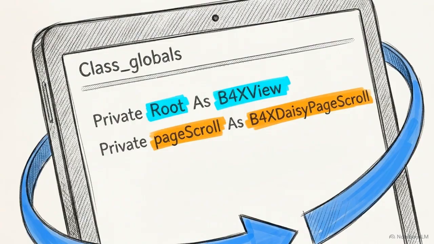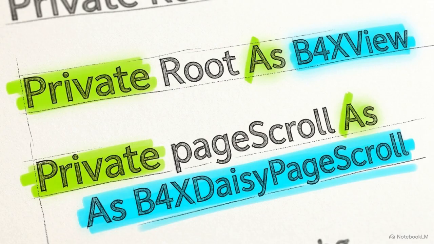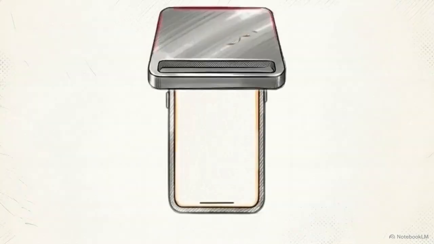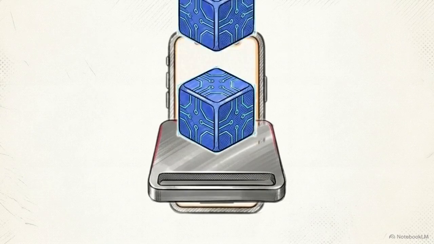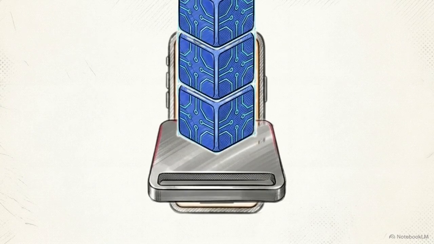Inside the Class Global section, we declare the foundational variables that the entire page relies on to function, specifically the root and page scroll variables. The root variable acts as the master, top-level panel. Every visual element we build will sit directly on top of this panel.